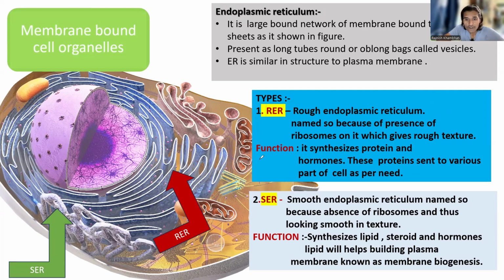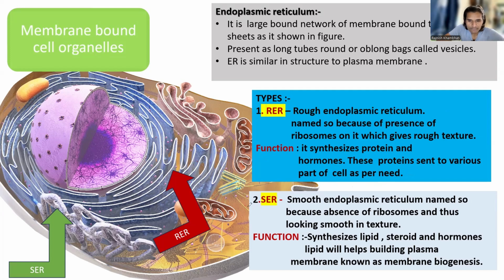Now the function of rough endoplasmic reticulum is that it will synthesize, make protein and hormones, and these proteins are then sent to the various parts of the plant as per the need of a cell. So basically it will do the synthesis. It will make something for the cell, and that is protein and hormones.